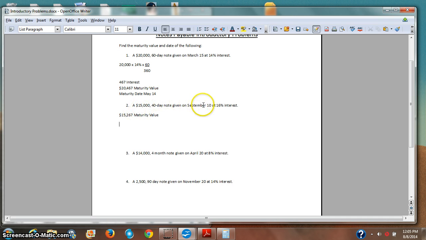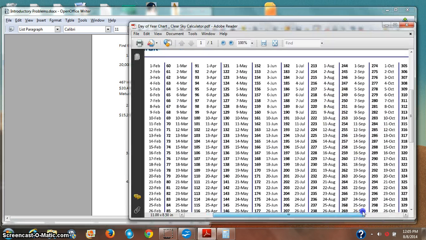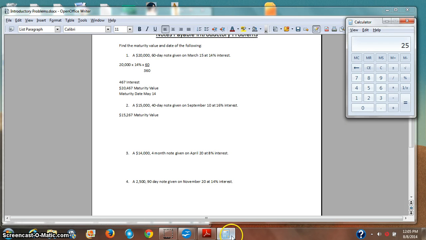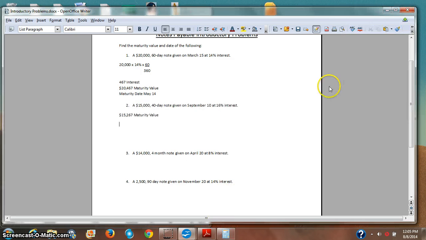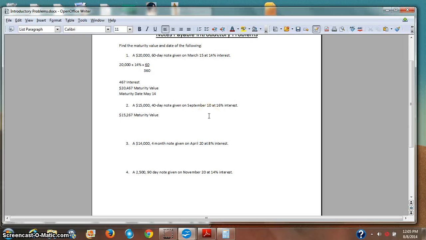And then we've got a 40-day note given on September 10. Find September 10. There's the 10th of September. This is the 253rd day of the year, plus 40. So it's going to be due on the 293rd day of the year. Come back to my chart here. 293, that's October 20. So now I found the maturity value and the maturity date. All right, next problem here.